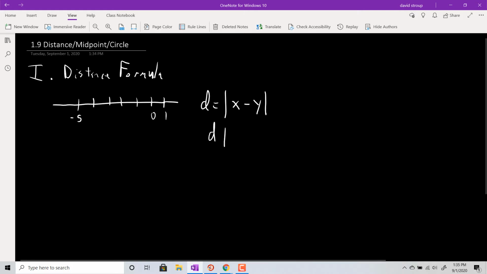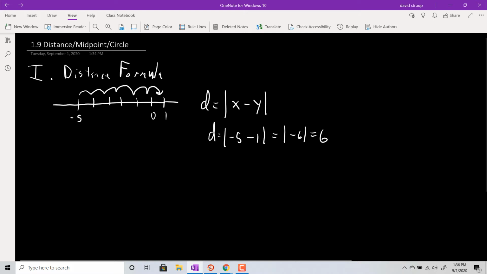So the distance between -5 and 1 should be the absolute value of -6, which is 6. Okay, and of course you can count, right? You can go 1, 2, 3, 4, 5, 6. Oh yeah, it is 6. So that's the most basic distance formula that we have.